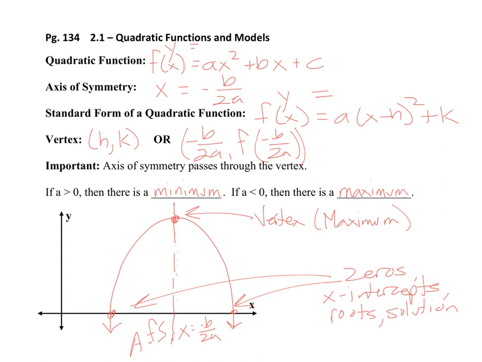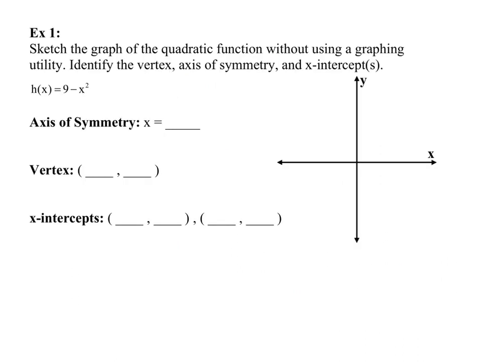All right, so let's apply this knowledge now in the next example. To the first page, here is standard form. Okay, so we have to rewrite our function in standard. All right, sketch the graph of the quadratic function without using a graphing utility. Identify the vertex, axis of symmetry, and x-intercepts. All right, here's our function. First thing I'm going to do is put this function in descending order based on the exponents. All right, so there's that. Now I'm going to identify my a, b, and c values. A is negative 1. B is 0, since there's no x there, and c is 9.